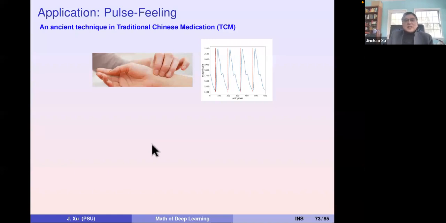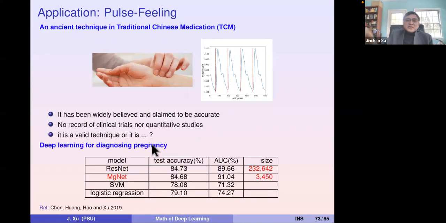So we actually collaborated with a group of people at Peking University to collect the data. It turns out, at least for the data we collected from about 4,000 people, that in this binary classification problem the AUC, the area under the curve, is pretty good. You get near 90% performance.